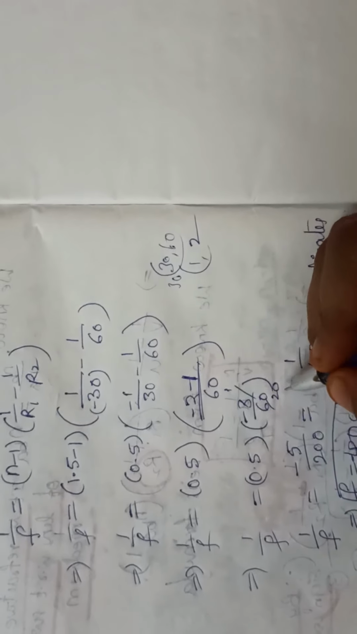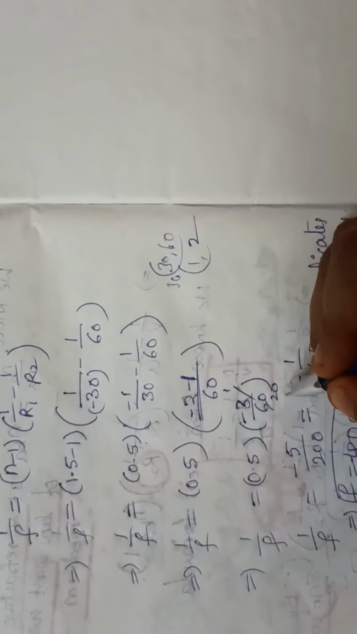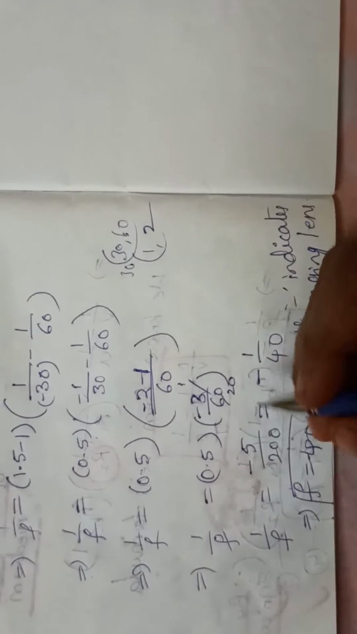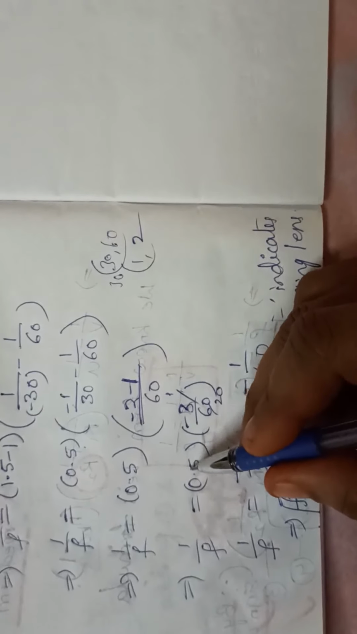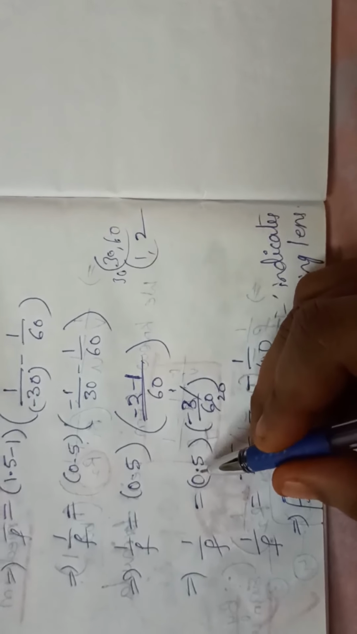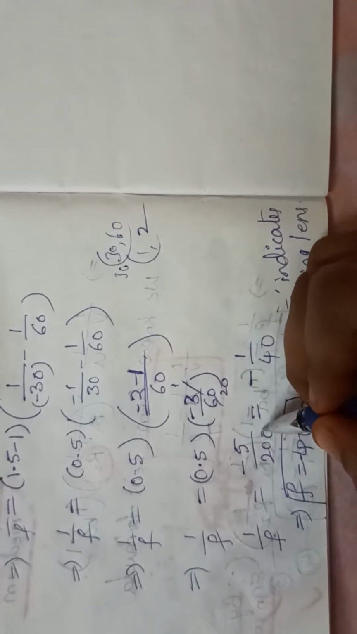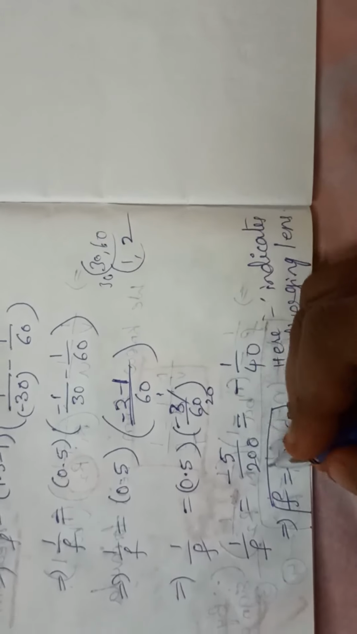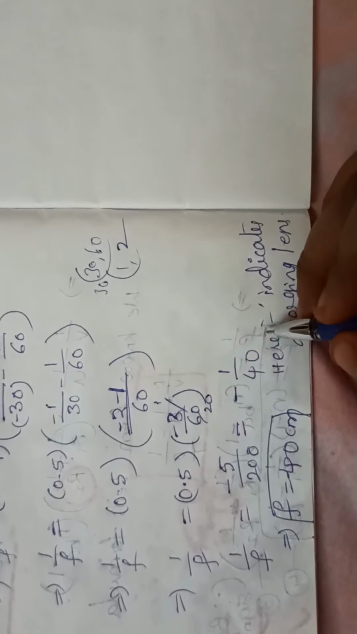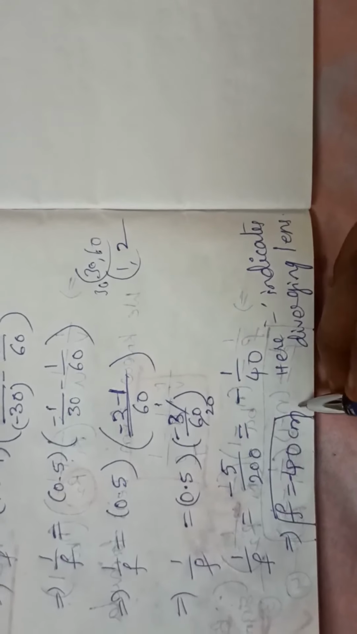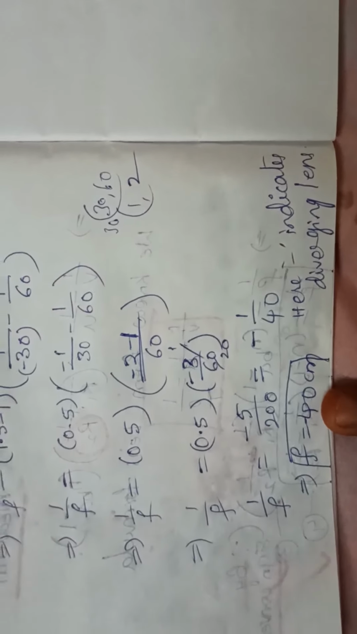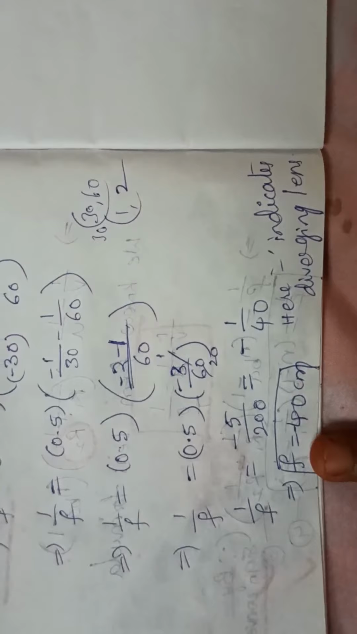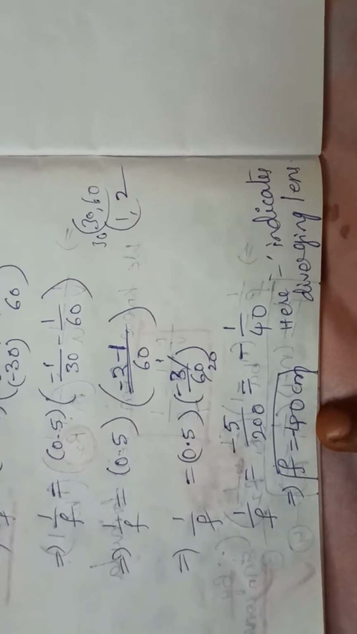So 3 1s are 3, 3 20s are 60, so 1 by 20. So 0.5 by 20 we can write as minus 5 by 100, here we are removing 1 decimal digit, so we get 1 more extra 0. So 5 1s are 5, 5 20s are 100, 1 by F is equal to minus 1 by 40. So F is equal to minus 40. Here minus indicates a diverging lens. If we get focal length plus, that is a converging lens. If we get focal length minus, that is a diverging lens.